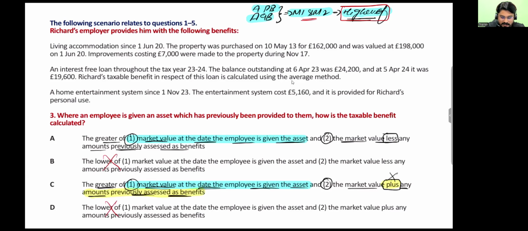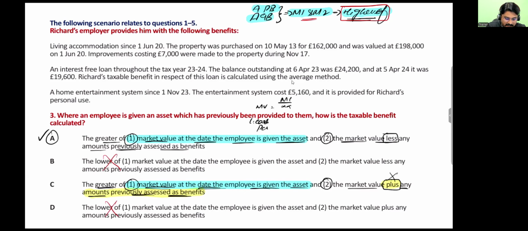So here there's a mistake. So that's the reason the correct option is option A. Let me guide you. Under method 1, what we do is that under method 1, we take the market value of the asset and we deduct the cash paid.